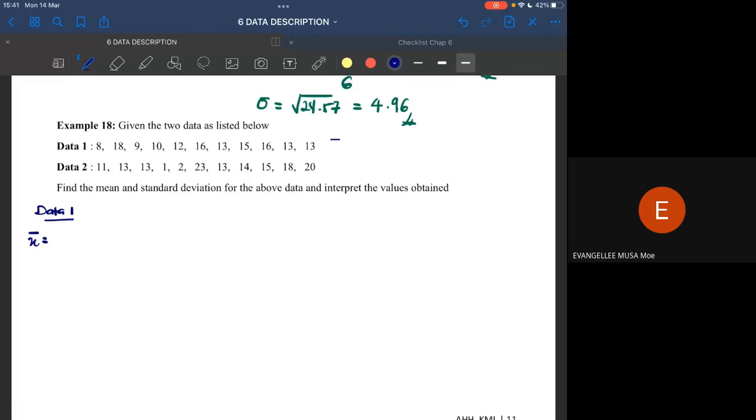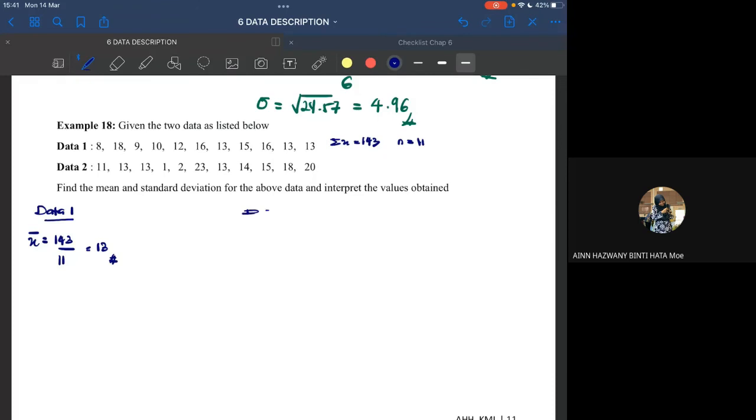Okay, data 1. Sum of X dapat apa untuk data 1? 143. 143 divided by N, kita sama dengan N dua-dua sama dengan 11. 143 divided by 11 kita dapat 13. Okay, itu mean untuk data 1.